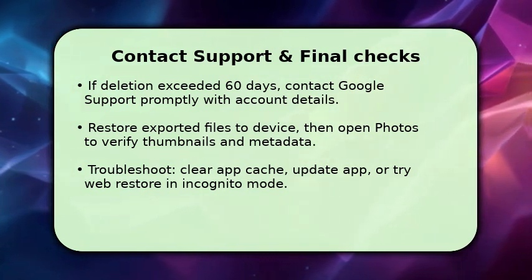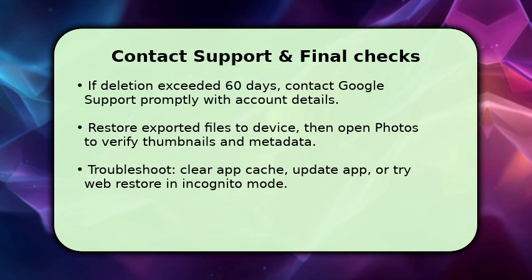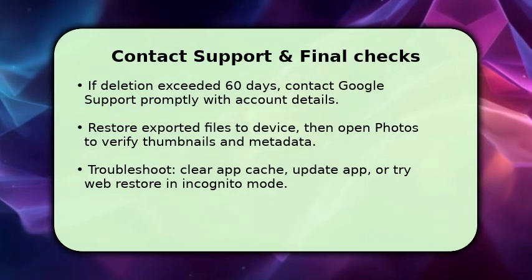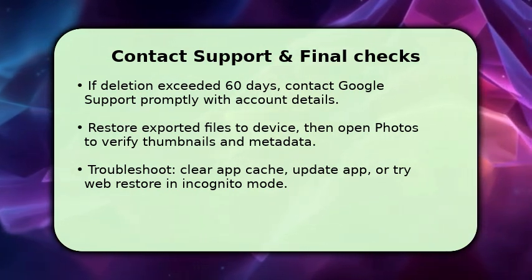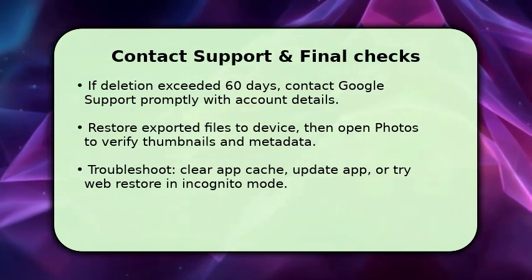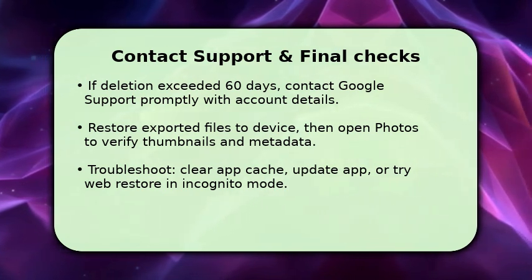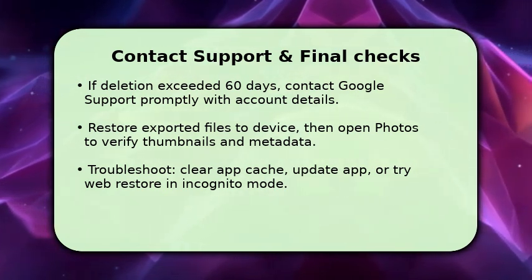If items were permanently deleted beyond 60 days, contact Google support immediately and provide account and export details. Time matters. If images don't appear, clear the Photos app cache, update the app, or try signing in on the web in an incognito window to force a fresh view. These steps often resolve sync and display problems.